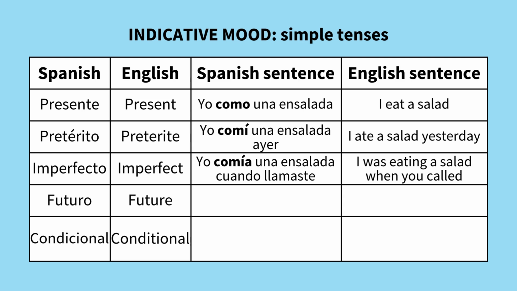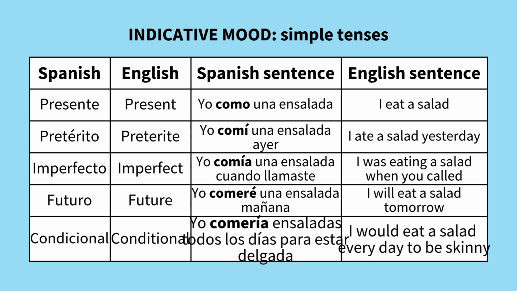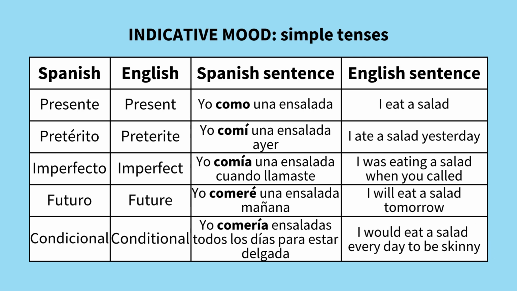For the future, futuro, yo comeré. Yo comeré una ensalada mañana. I will eat a salad tomorrow. Very straightforward. And then for the conditional, yo comería. Yo comería ensaladas todos los días para estar delgada. I would eat a salad every day to be skinny. These are called simple tenses.